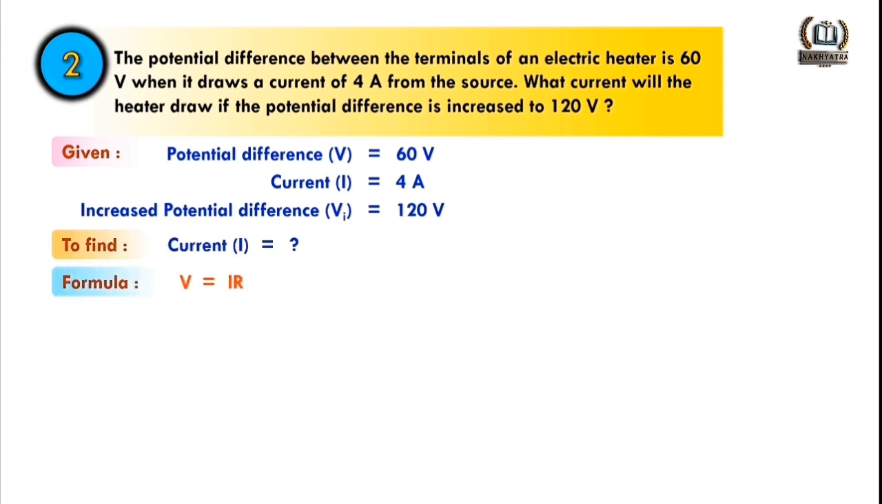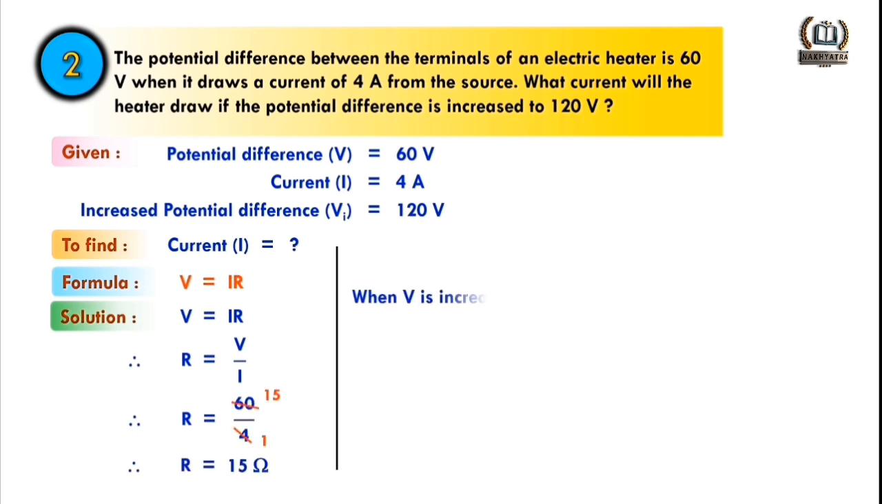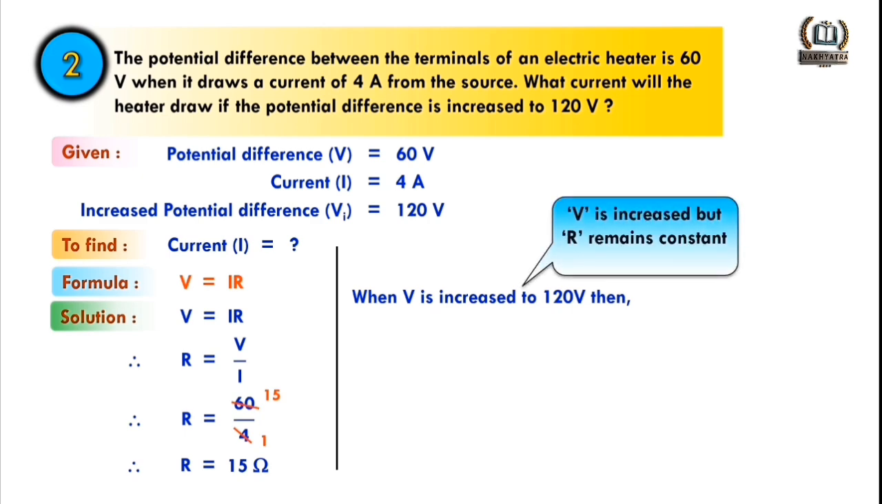So here we will use the formula, that is V equal to IR. Okay, now see the solution here. From here we will find the value of R, okay? And we will get resistance R equal to 15 ohm. So see here, when V is increased to 120 volt, now what will happen? When V2 increases, R2 will remain the same. That means if the potential difference increases, the resistance will remain the same, constant, okay?